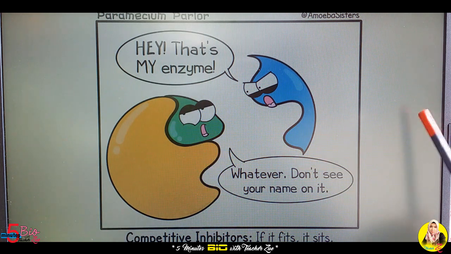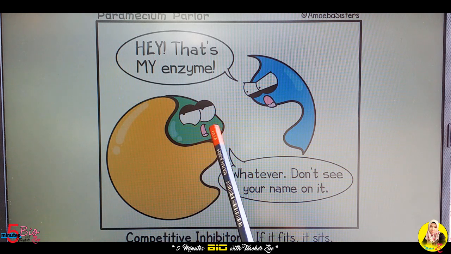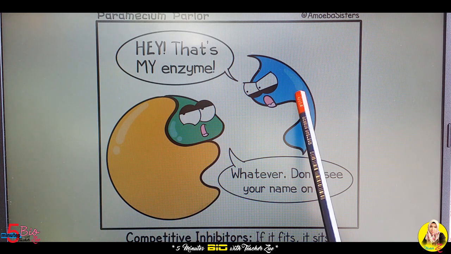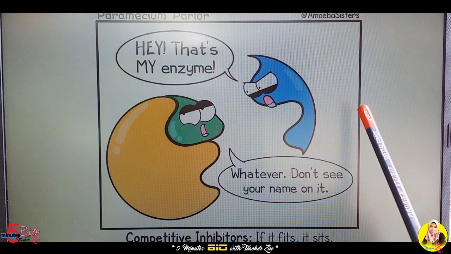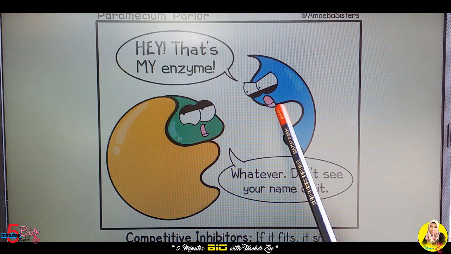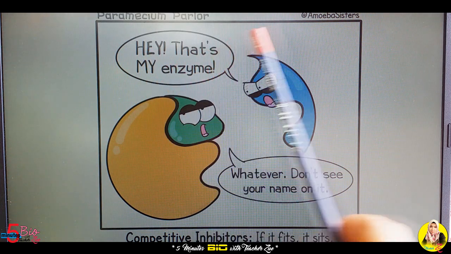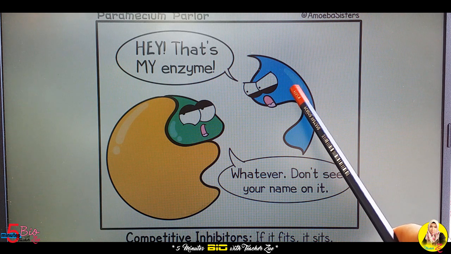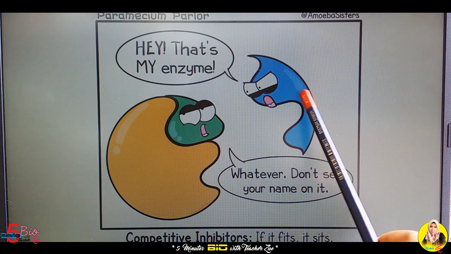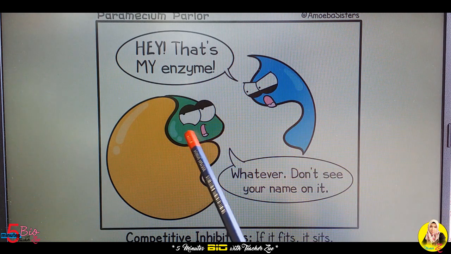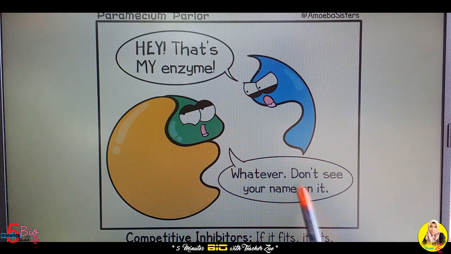Okay, next example. This is an enzyme. This is substrate 1, substrate 2. Green and blue substrate. Example only. Okay, what does he say? It said, sorry. Hey, that is my enzyme. This blue substrate said this enzyme is its enzyme. But this green substrate said, whatever, I don't see your name on it.